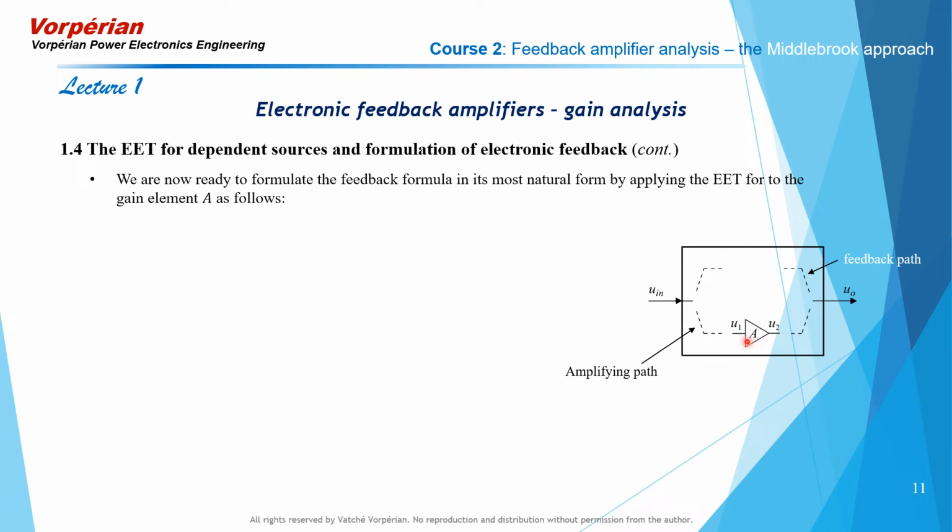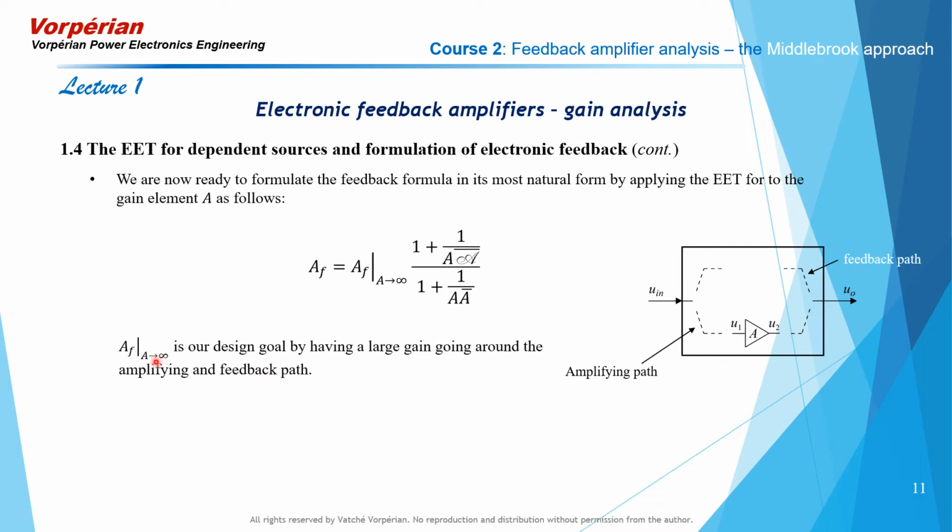Now that we appreciate the importance of the amplifying element A inside the electronic feedback circuit, we designate it as the extra element and apply the extra element theorem for dependent sources as shown. AF is the closed loop gain. It is equal to the closed loop gain with A equals infinity, also known as the ideal closed loop gain. It is followed by a correction factor as shown here. The ideal closed loop gain is in fact our design goal. It is our design objective.